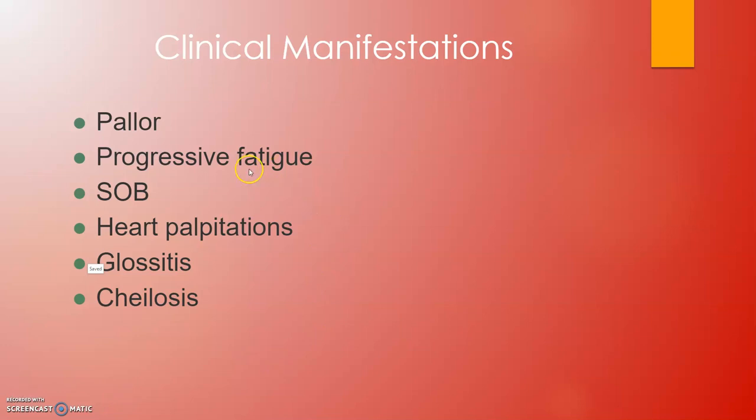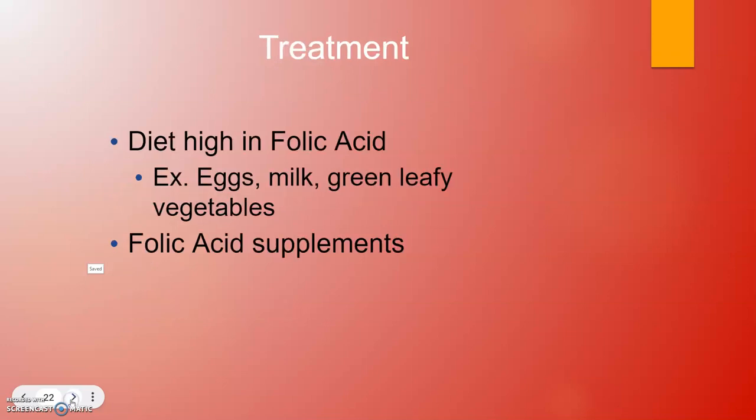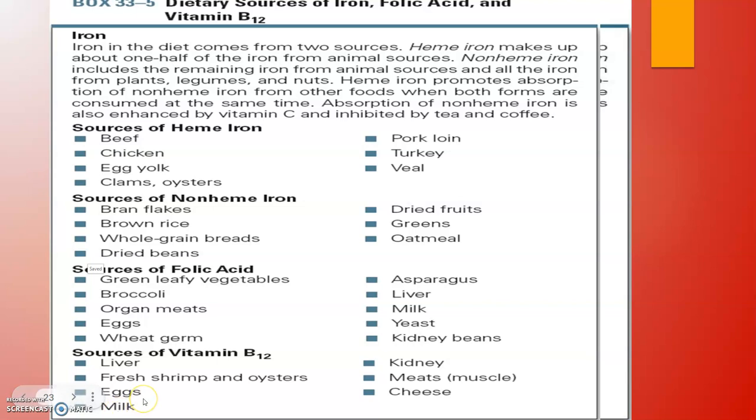supplement for this. So this person again is going to be pale, tired, short of breath. There's your glossitis and your cheilosis again, and they may have some heart palpitations. Our red blood cells will be fragile and immature and small. So we want them to consume a diet high in folic acid, and they're probably going to be taking folic acid supplements.